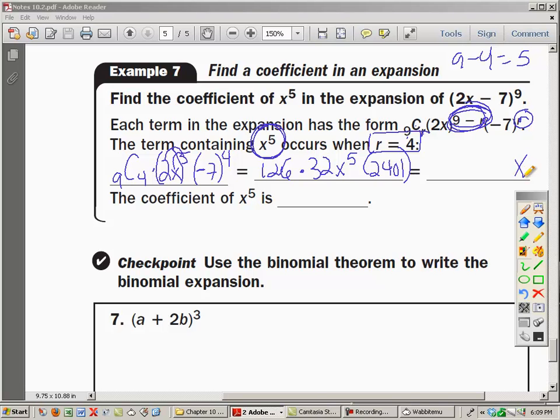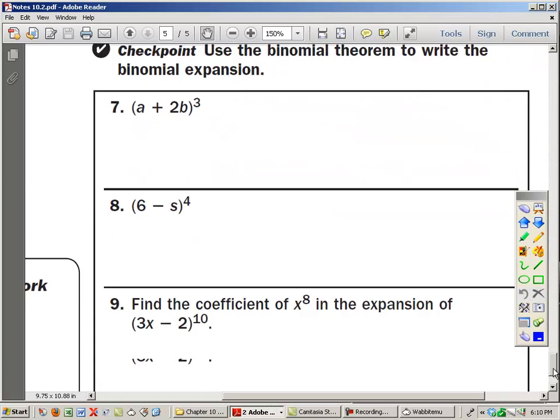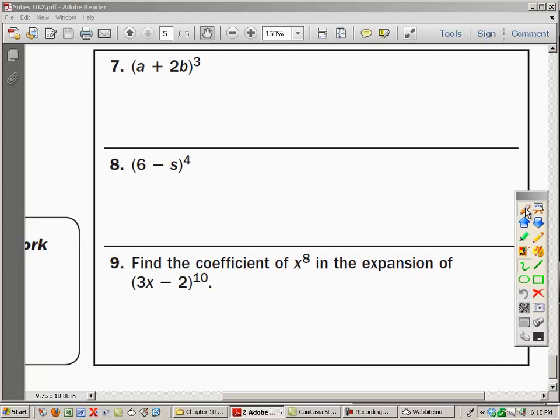Now, we've got the x to the fifth here over on the side. Multiply all the constants together. 126 times 32 times 2401 comes out to 9,680,832. And so obviously that number is the coefficient of the x to the fifth term. So that's a little bit tricky, but that's the idea. Okay? All right, you've got a checkpoint problem like it. Let's try those few checkpoint problems, 7, 8, and 9, and we'll be right back with solutions.